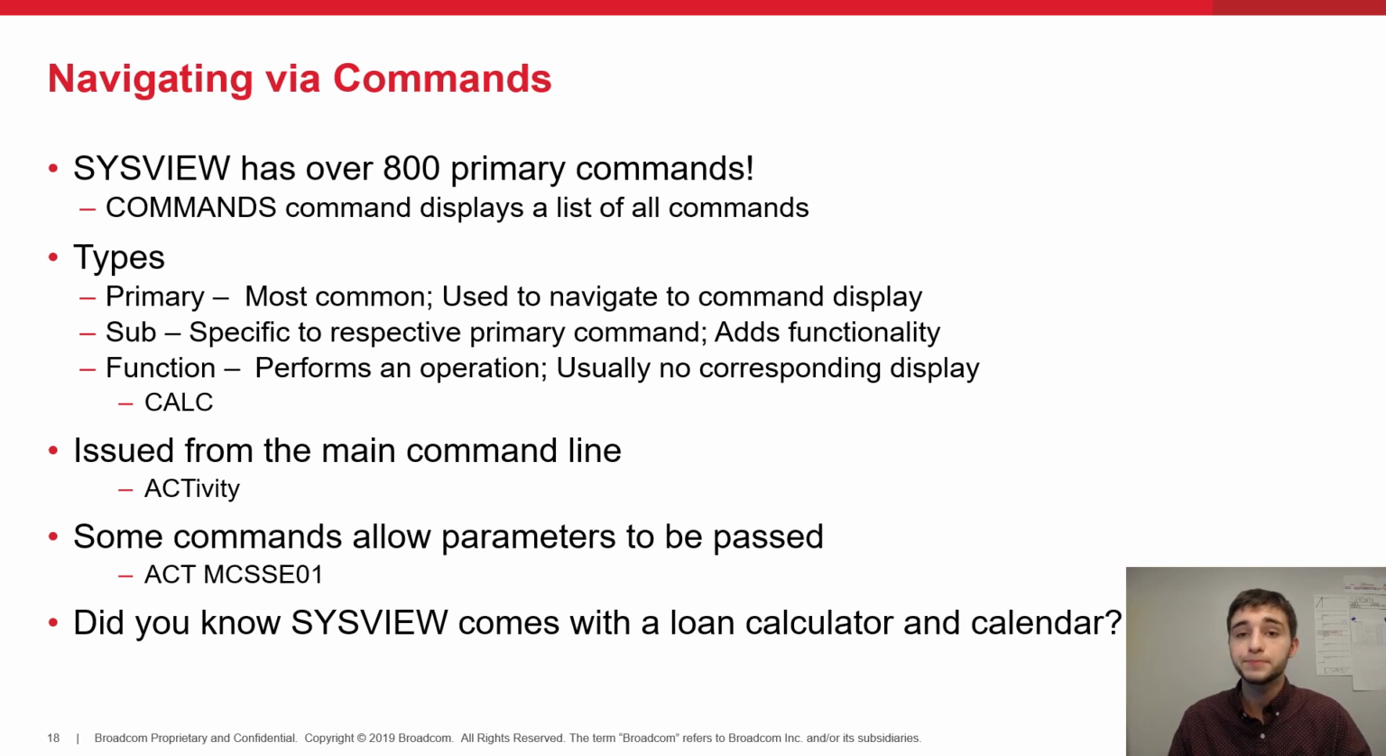Although there are different types of commands, all commands are issued from the main command line at the top of the SYSVIEW display. For most commands, a shortened version of the command name can be used, which can be seen on the commands display. The capitalized portion of the command name can be used rather than typing out the entire command. Some commands allow parameters to be passed. These are documented in the help for the commands, which will be discussed shortly. Finally, did you know SYSVIEW comes with a loan calculator and calendar?